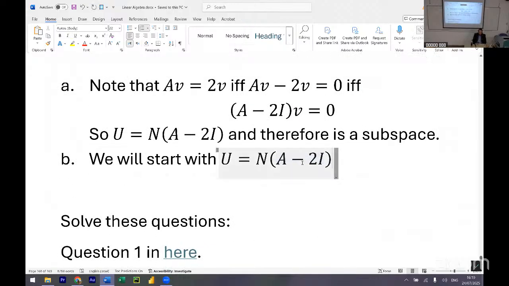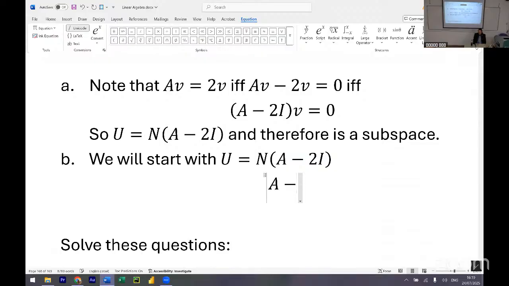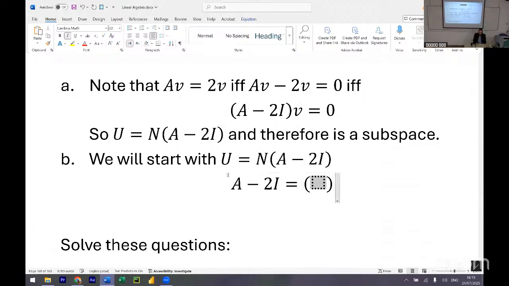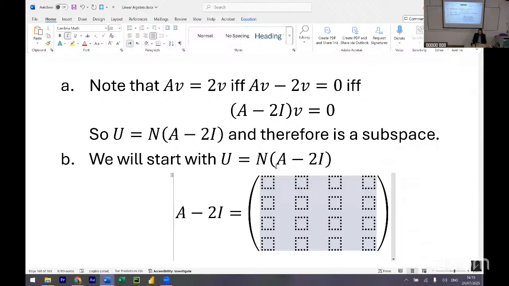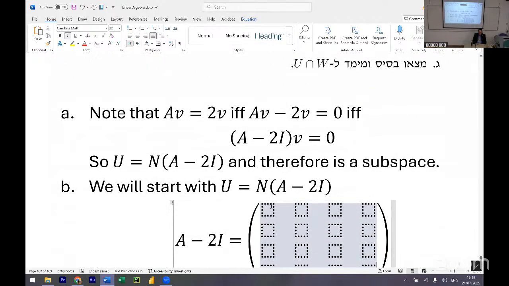Okay, we will start with finding that. So how do we do it? First, we'll calculate A minus 2I, which is 16 numbers. 1, 2, 3, 1, 2, 3. Copy paste was easier. You can copy paste. You can ask ChatGPT to translate it.